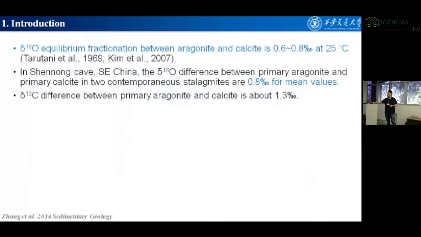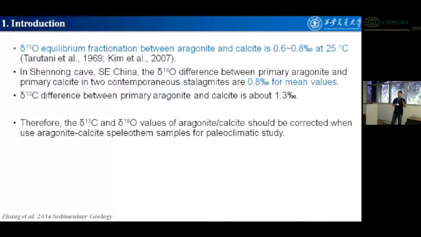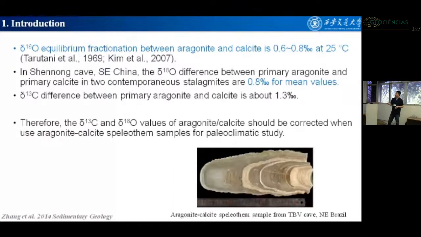So when we use both aragonite and calcite samples to make a composite record, we must do the correction for both delta C13 and delta O18. Like this sample from TBV cave, northeast Brazil. We can see very clearly it grows aragonite, calcite, aragonite, calcite. So when we use this oxygen isotope, we must first do the correction.